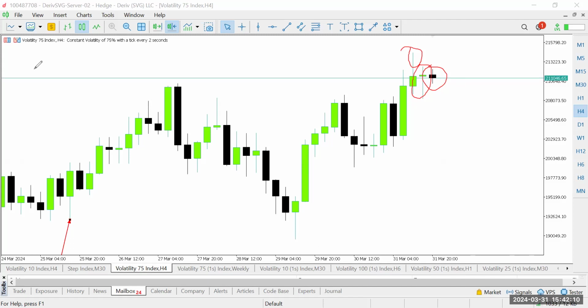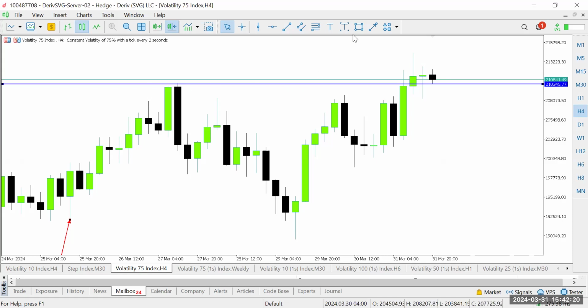And this was what I was talking about, the evening star formation. This one is also qualifying for the evening star, and it is happening at a resistance. This was the resistance, and then we have this strong bullish candle, and then we have this doji. So we need the next candle to break into the range and close bearish, and the body of that candle should engulf the previous candle's body to confirm the evening star for us.